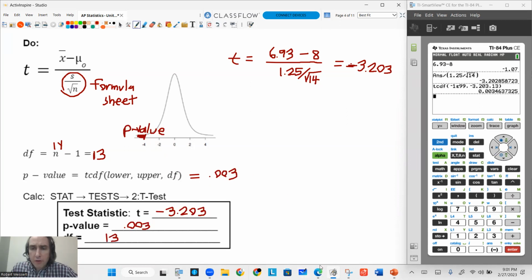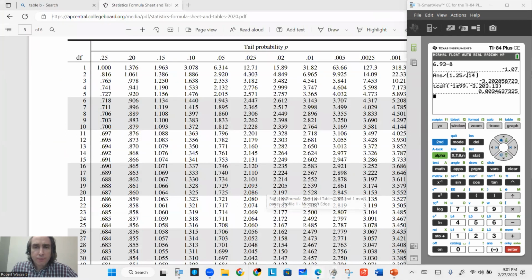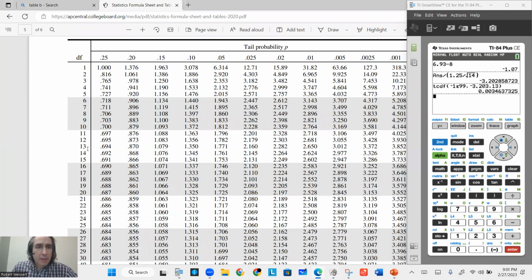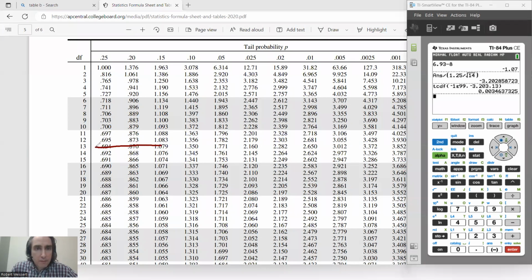Now, just a quick note, if you're using the table, if you're using table B, what you're going to do is you're going to make your T star be positive, because these are always going to be positive values in here. And we're going to look at our degree of freedom at 13, and we're going to go to the closest number that represents 3.20. So if you look at your table here, I'm going to see if I can annotate over this. We're going to kind of meet this 13 here.